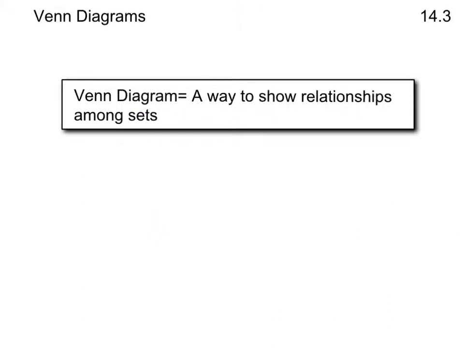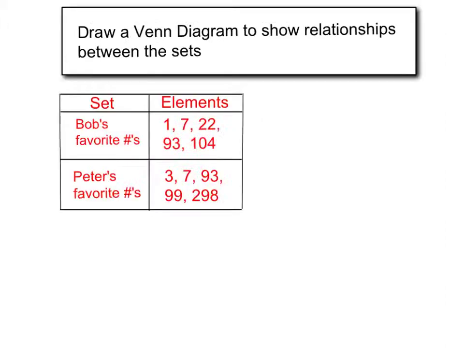Now that we have cleared up the last section, we can start the next section, Venn diagrams. A Venn diagram is a way to show the relationship between two or more sets of data. Draw a Venn diagram to show the relationship between the sets. Okay, let's do this example. So, we need to make a Venn diagram out of these two sets. Let's make two circles to start off with.